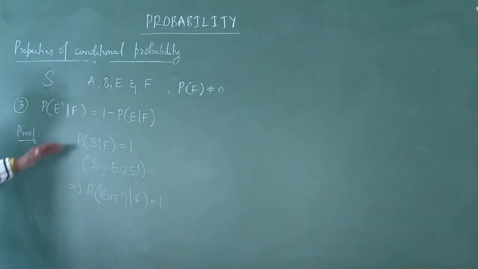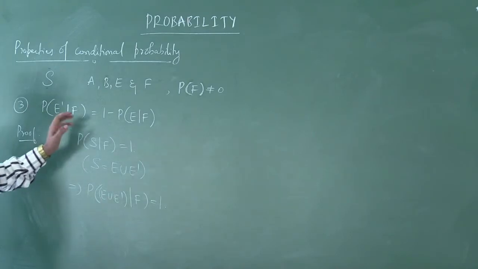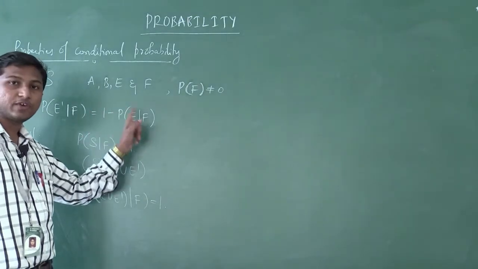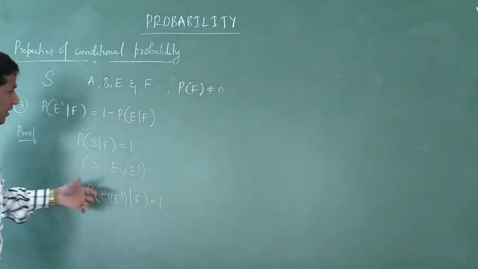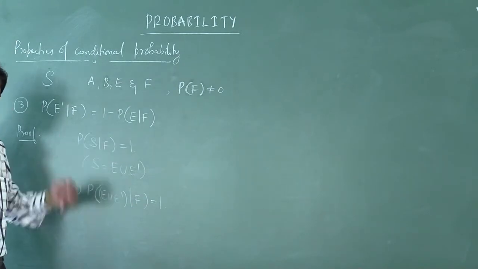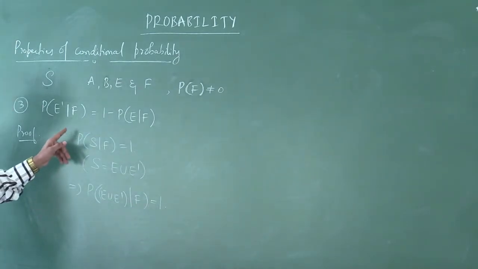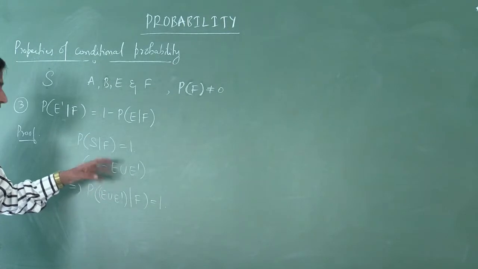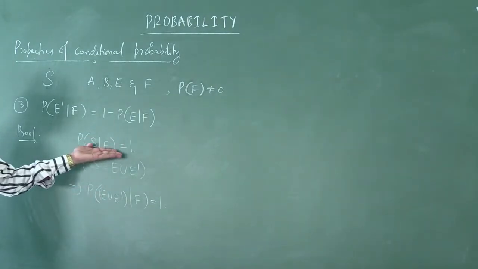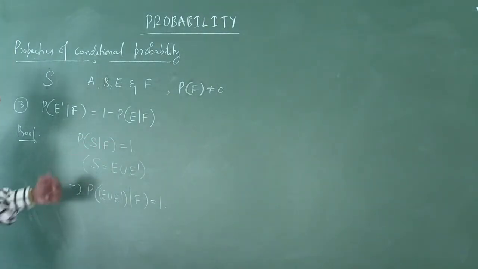I repeat once again. The third property is P of E dash bar F equals 1 minus P of E bar F. We need to prove this. We have taken property number 1. What is property number 1? P of S bar F equals 1. This we know and we have just now proved.